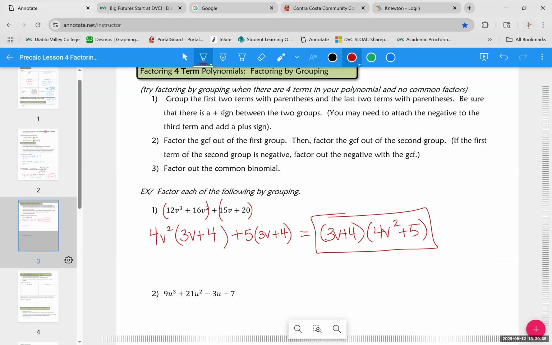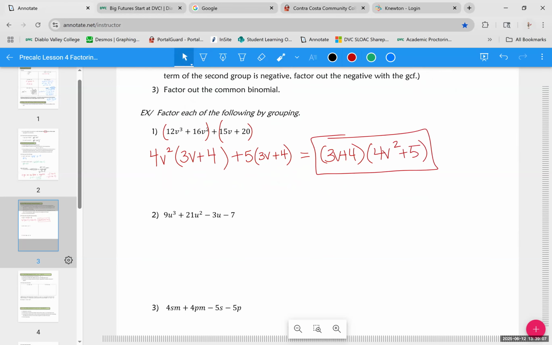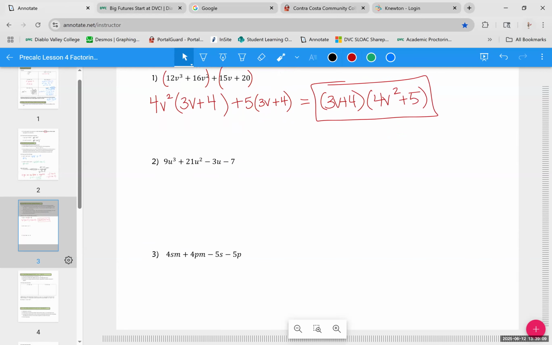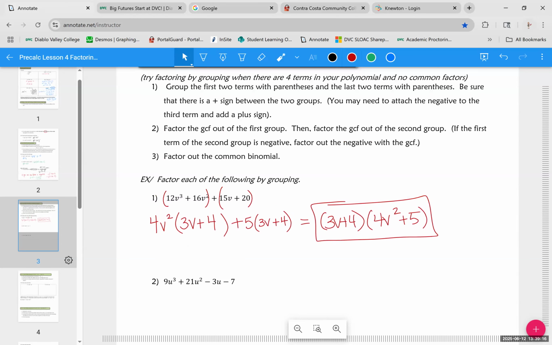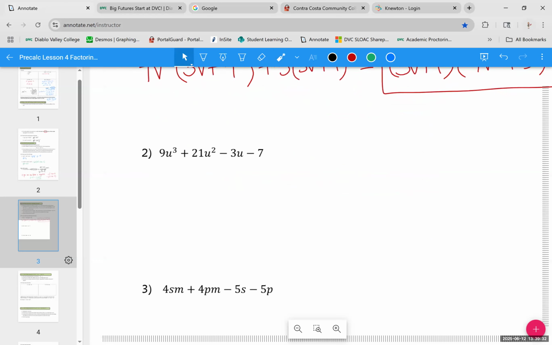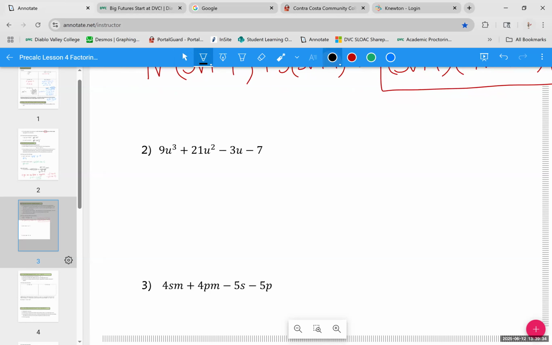It's kind of clever, huh? All right, so I'm going to go ahead and walk you through number 2 because it does have that negative that I addressed up here. You may need to attach the negative to the third term and add a plus sign. So let me address that because then there's another piece in number 2. If the first term of the second group is negative, factor that negative out with the GCF. So I'm going to show you that by example here in the second.